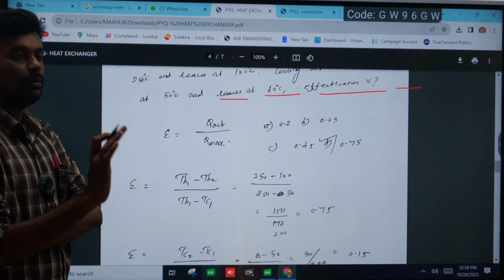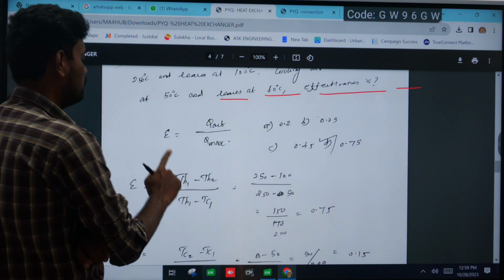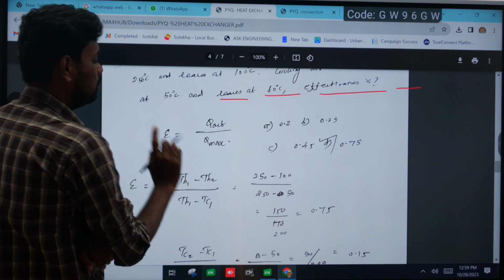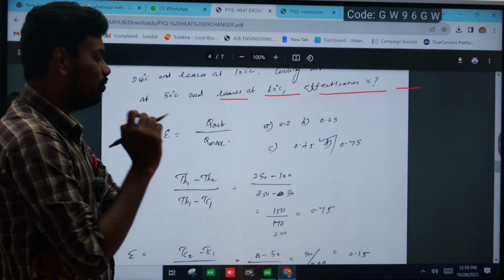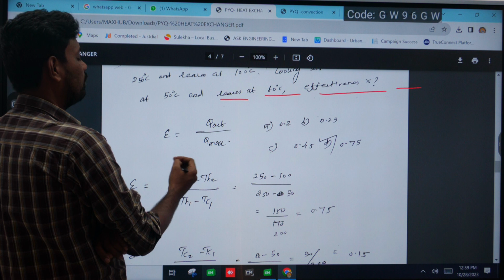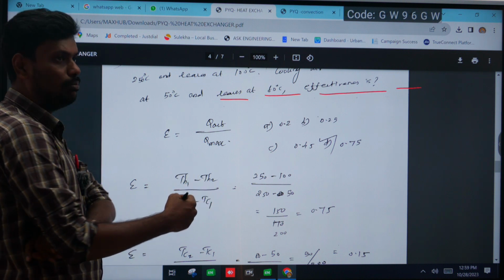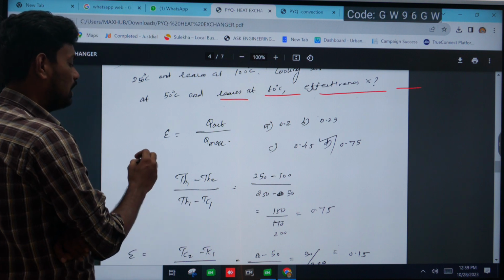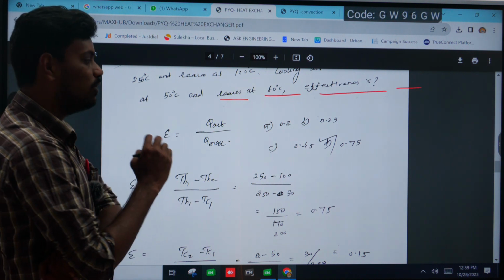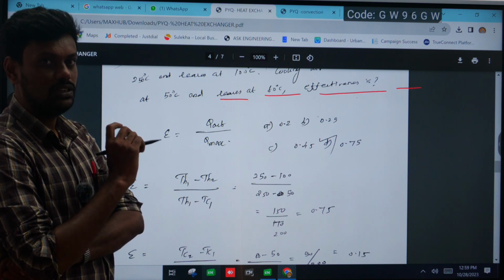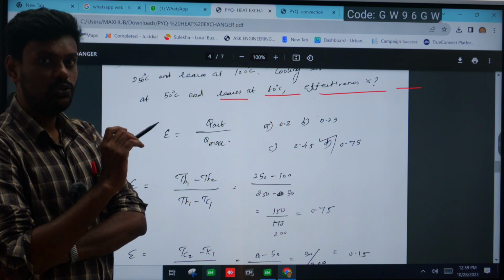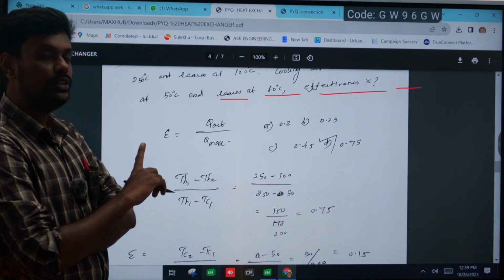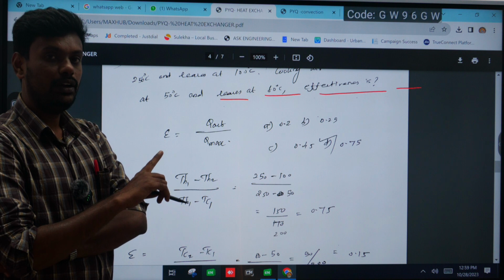If they give you only the temperature, there are two formulas. One is TH1 minus TH2 by TH1 minus TC1. This is one formula, where the numerator is the actual heat transfer and the denominator is the maximum heat transfer. Denominator will be same for both the cases. This is case number 1. I am considering this equation to find out the effectiveness of the heat exchanger. Where TH1 means temperature of the hot fluid at inlet. TH2 is temperature of the hot fluid at outlet.